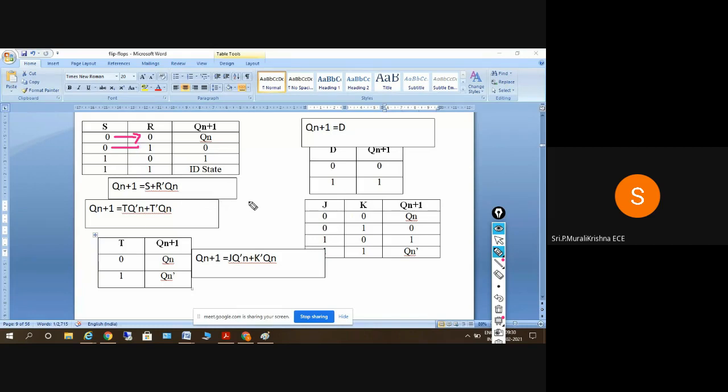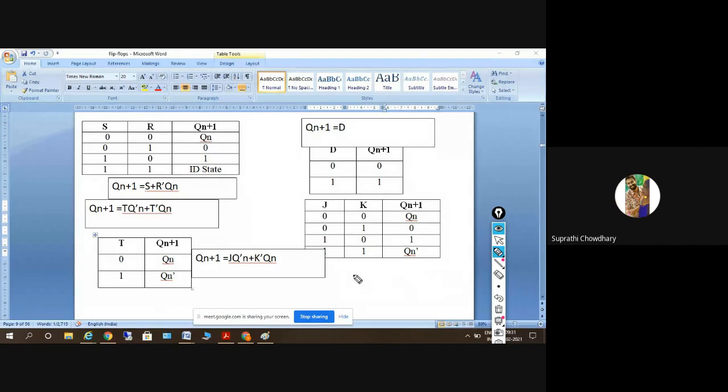Excitation tables will give the reverse of the truth table, where we'll be having the present states and next states, and we have to identify the inputs which are responsible for the transition from the present states to the next states. Getting my point here?